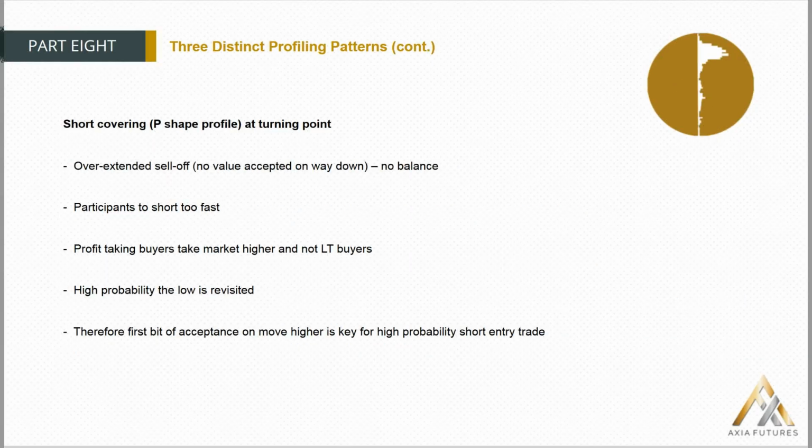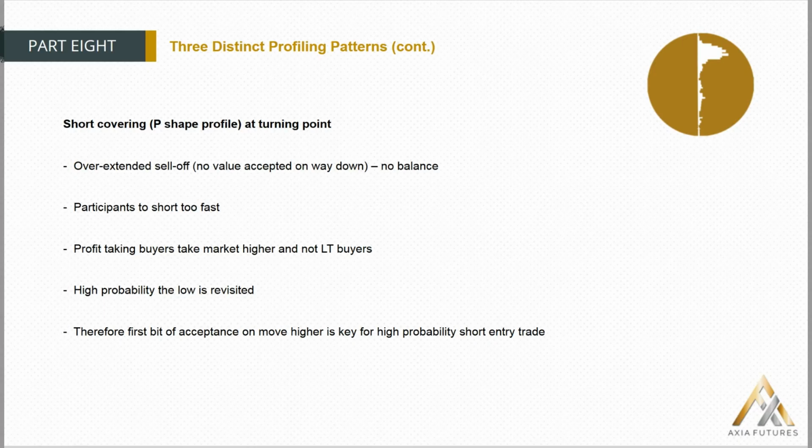The second pattern we're going to take a look at is short covering, also known as the P-shaped profile. Now, note, very important is that when we get a P or short covering, it's due to an overextended sell-off and the market has accepted very little value on the way down. So the market's been failing to accept any kind of balance. Now, you would typically see, as we spoke about the different phases of a trending initiative move, this would occur toward the back end of the initial phase.